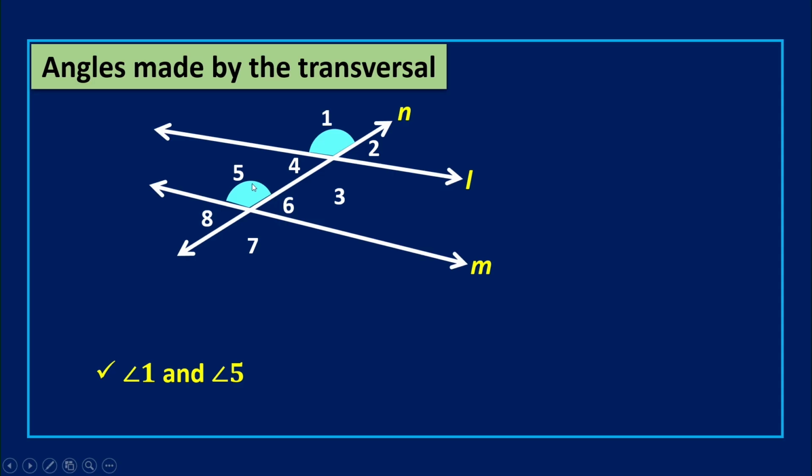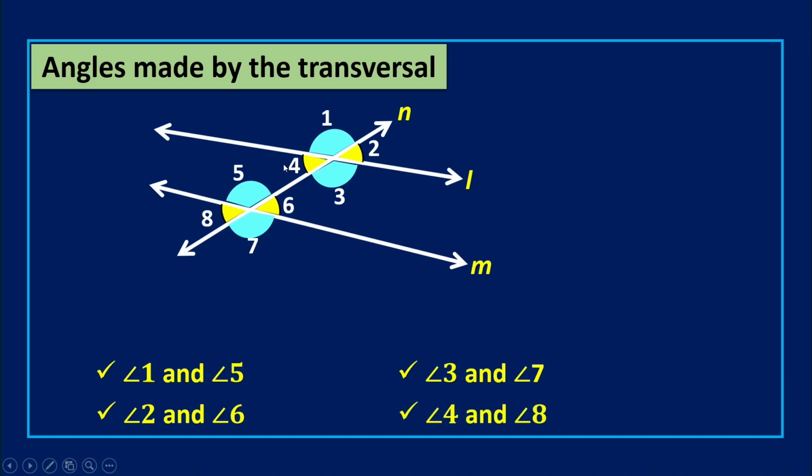Angle 1 and angle 5 are on one side of the transversal. Angle 1 is an exterior angle, angle 5 is an interior angle. Angle 2 is exterior, angle 6 is interior. It is also on one side. Angle 3 and angle 7 are also on one side. Angle 3 is interior, angle 7 is exterior.